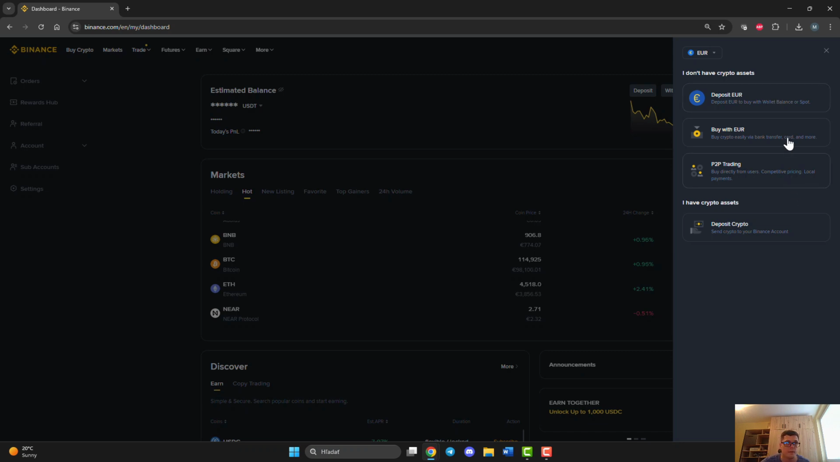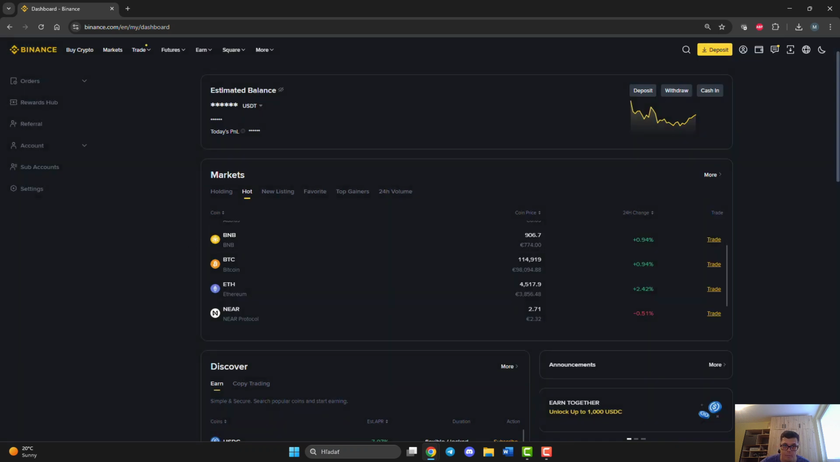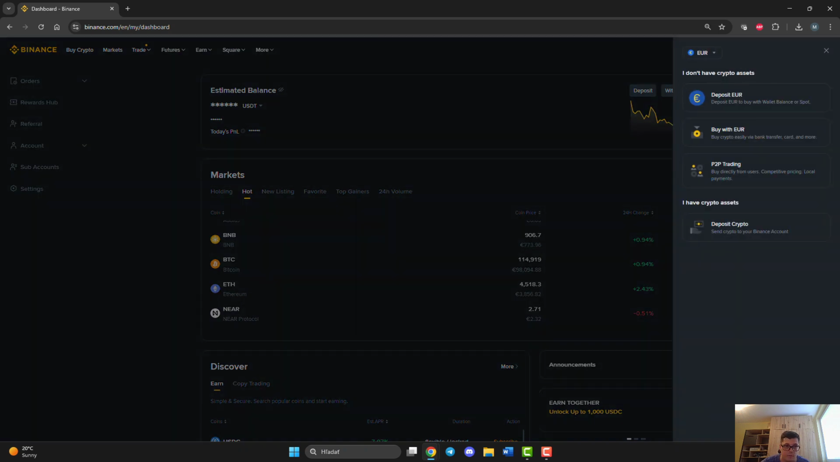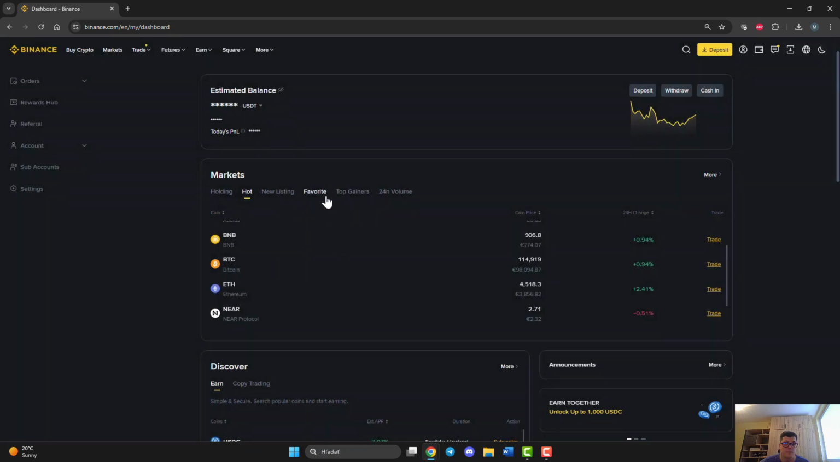Also, you can directly buy with your card the crypto you would like. I recommend firstly to deposit fiat currency and then make the purchases, right? So that is very easy. So you just click on deposit, and then once funded, it's time to choose crypto assets wisely.